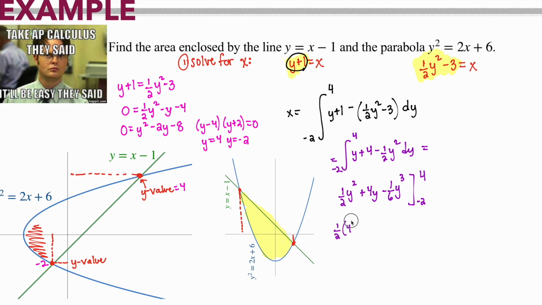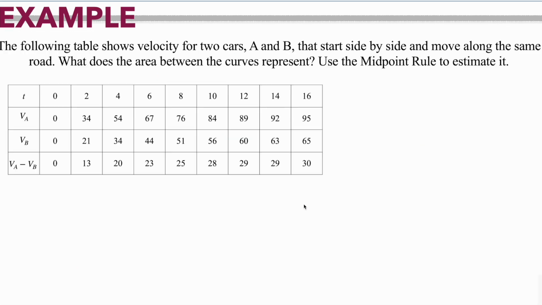So I'm going to plug in 4 squared plus 4 times 4 minus 1/6 times 4 cubed, minus 1/2 times -2 squared plus 4 times -2 minus 1/6 times -2 cubed. And then put that in the calculator and you should get the answer.